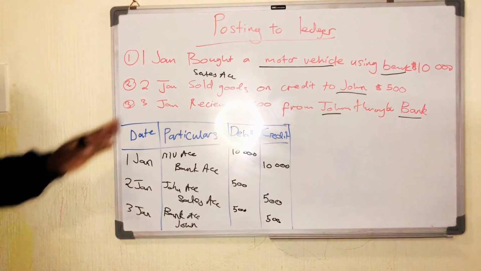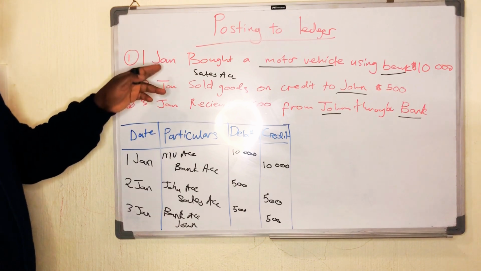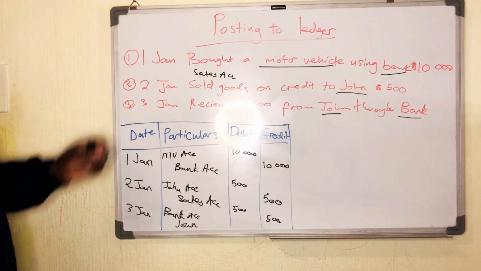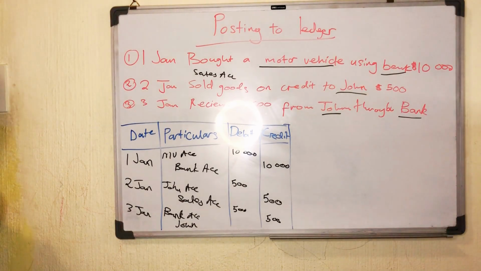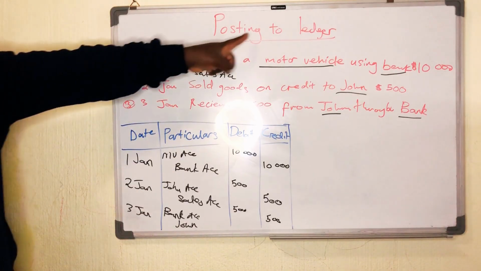If you've forgotten the classification, naming the accounts and applying the golden rules, you can just go back and watch that video again or read the notes that we've provided. All right, so now everything has been done. We have passed the journal entries. The next step now is to post to ledger.